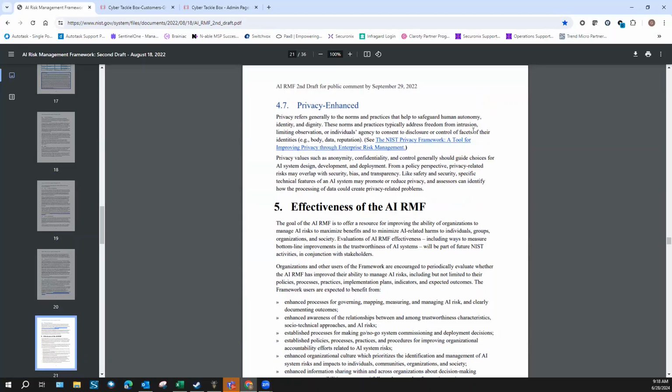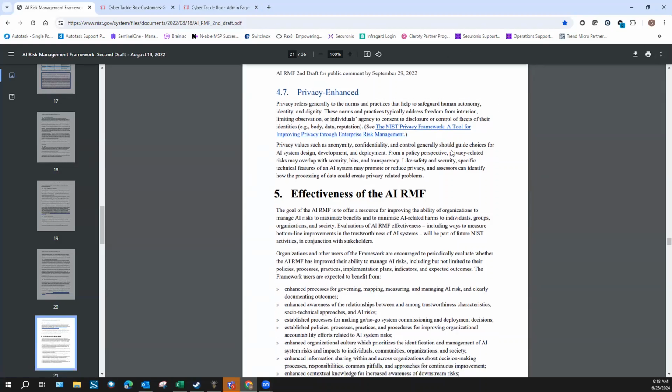And you want to make sure that whatever data your AI is accessing, privacy is taken into account. If you have GDPR or HIPAA, PCI compliance, that your AI is able to observe those types of frameworks as well.